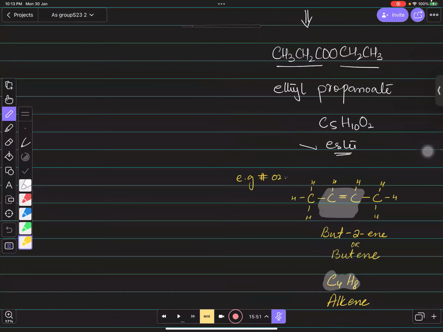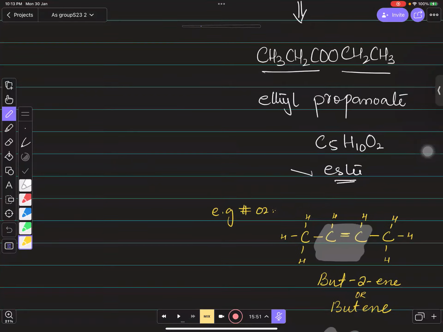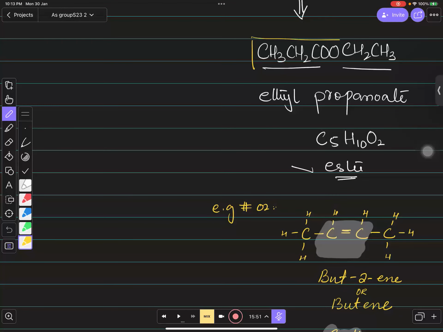Even you can see it in this way as well. Suppose I talk about this compound, this is an ester. You can see this. Even in this compound, we have one more type of structural formula. Suppose this is 1, 2, 3 carbons. This is ethyl propanoate. This is one of the structures of this.